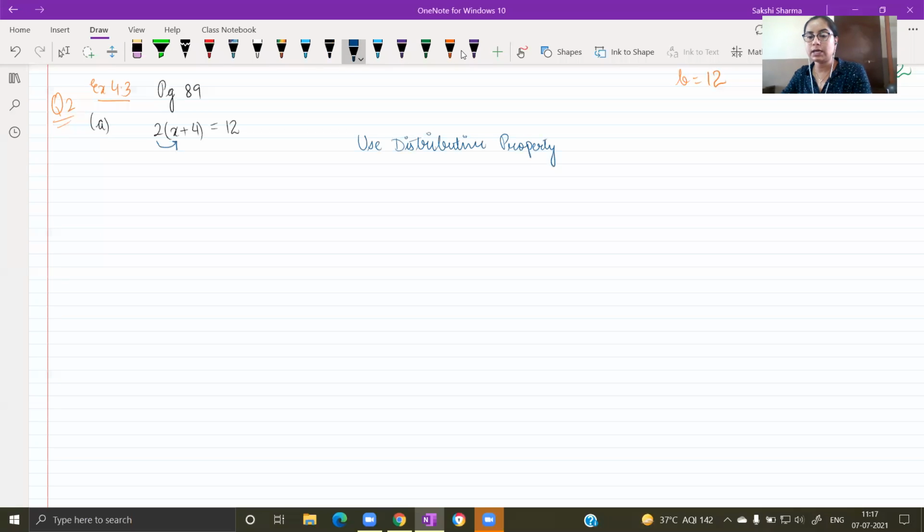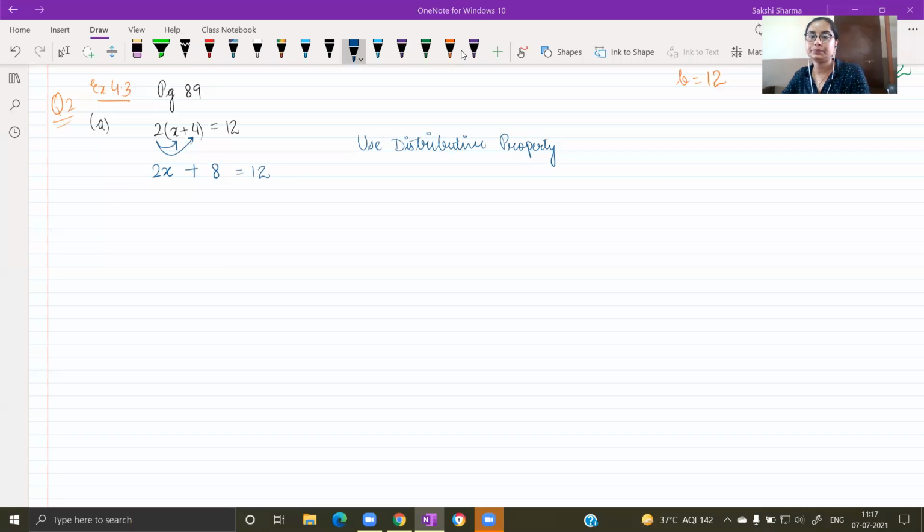The number outside the bracket is to be multiplied with each number of the bracket. So 2 multiplied with x becomes 2x, plus sign, addition from the bracket, 2 multiplied by 4 will be 8. So this equals 12. Now can you solve this?